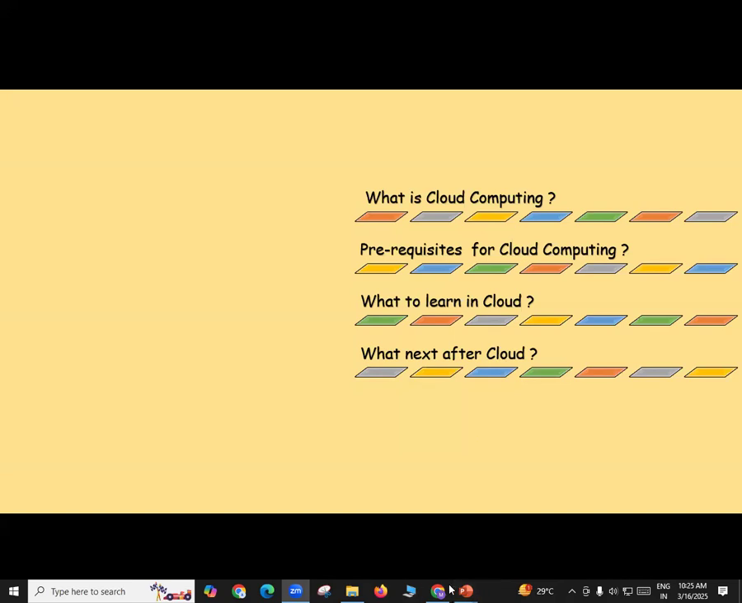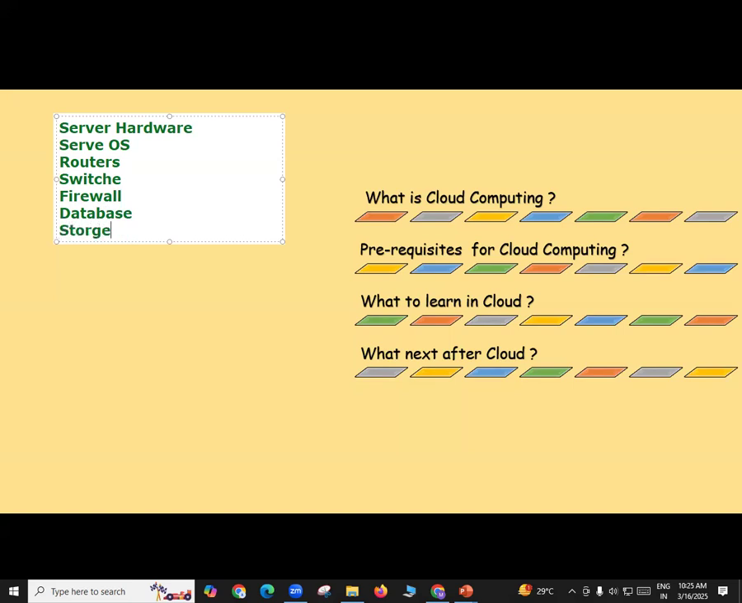See here, friends, when I say a computer network, what exactly does it mean? Computer network is a concept where we have server hardware, server operating system, routers, switches, firewall, database, storage, etc. This is your computer network. I repeat, every computer network, smallest to the biggest, private to the public, has all these different hardware devices and different operating systems, applications, and all the other things.